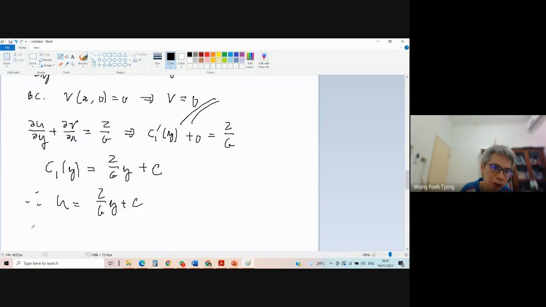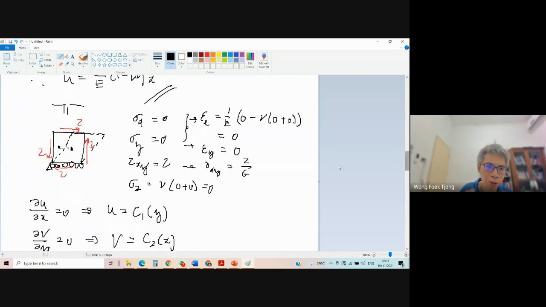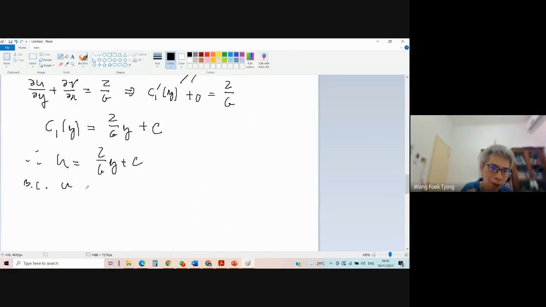But from boundary conditions, we have the hinge on the left bottom corner, here. What does hinge mean? It means at this position, at the point of origin, u is 0, right? Because that's a hinge. Then you plug this into this, and we get that C equals 0. Therefore, this is the answer for the displacement field.